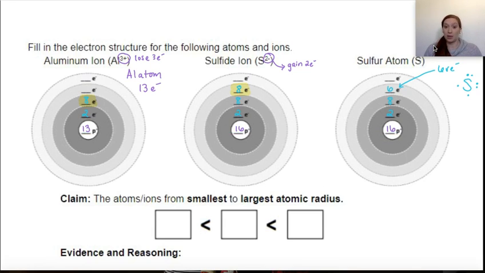Second thing we want to look at is the number of protons in the nucleus. As we increase the number of protons in the nucleus, we're going to increase attractive force, which is going to affect all of our periodic trends.